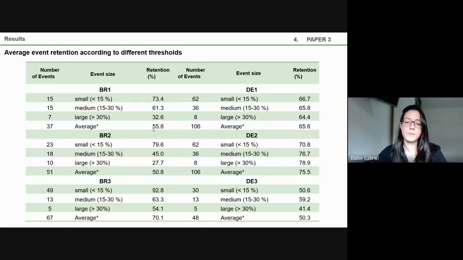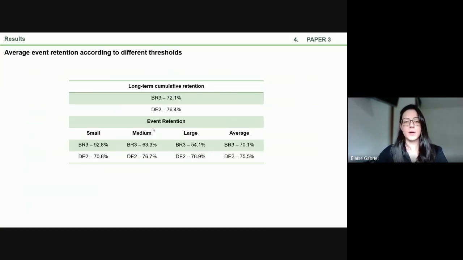When we compared the percentage retention of green roofs from each climate for each event size, we saw that BR3 presented the best performance for all events, and DE2 had the best performance for both medium and large events. Those two are the green roofs with the larger area between the Brazilian and the German green roofs.